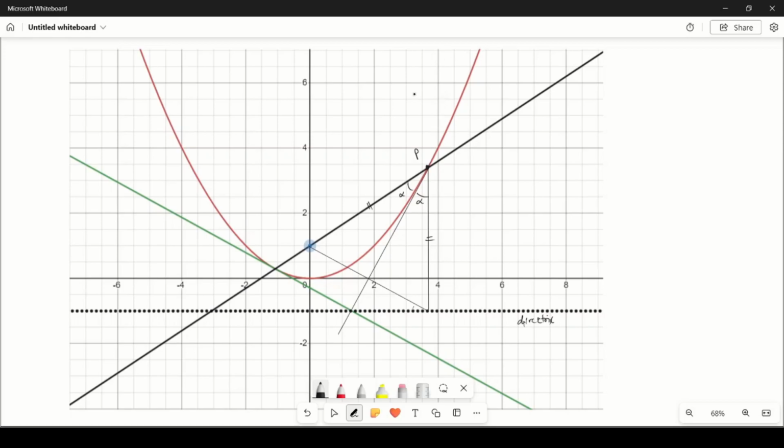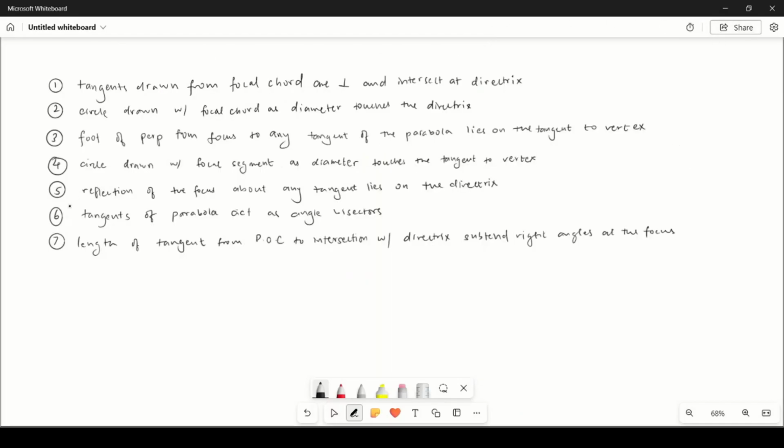To show that, all you have to argue is that because it's a line, it's going to have constant slope, but the parabola is going to have a derivative that is not constant. It has a positive derivative, so the slope is going to increase, which means that the line is never going to touch the parabola again, and so that line is a tangent, and so we have proved the first property, that the tangents of the parabola act as angle bisectors.